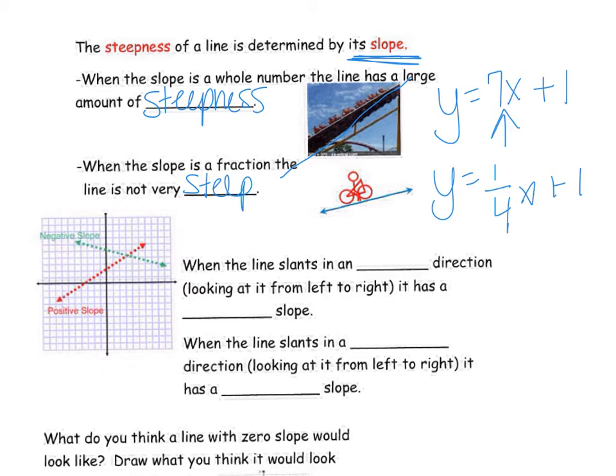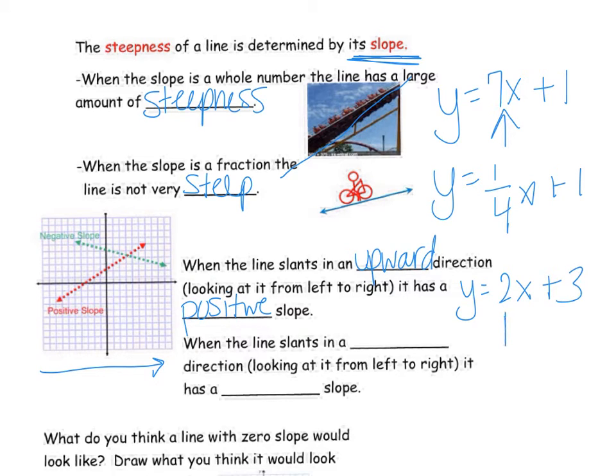The slope also tells me about the direction of my line. If the line slants in an upward direction across the graph, and when I say an upward direction, I mean if I read my graph starting at the left and moving towards the right, as I look at the line that way, if it slants upward, then the slope is going to be positive. So, for example, y equals 2x plus 3. The slope would be positive if the line slants in an upward direction.